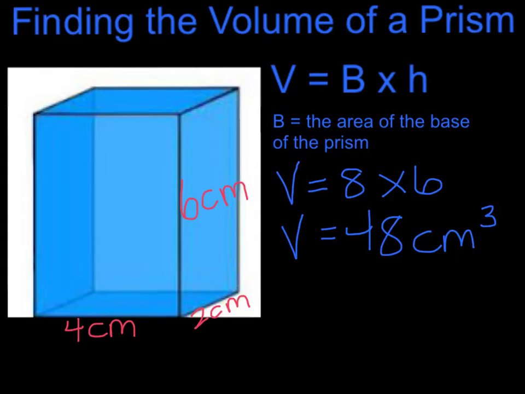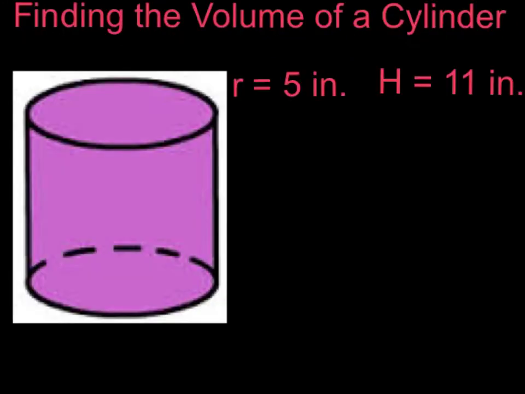We add the exponent of 3 after centimeters because we have multiplied 3 different dimensions: the length, the width, and the height. Now let's move on to talk about finding the volume of a cylinder. It is very similar to finding the volume of a prism. We are even going to use the same formula to find the volume of a cylinder that we use when we find the volume of a prism. V equals capital B times H.